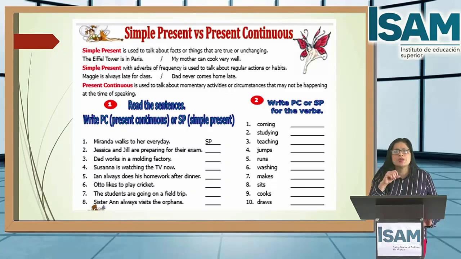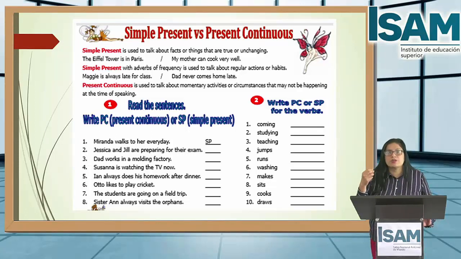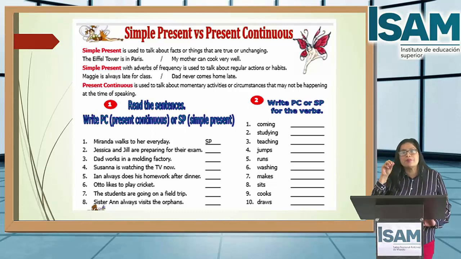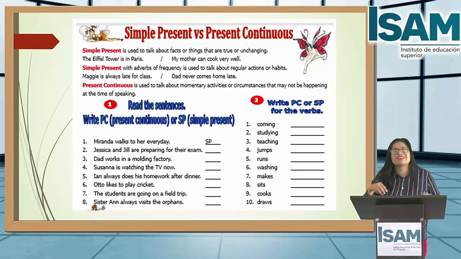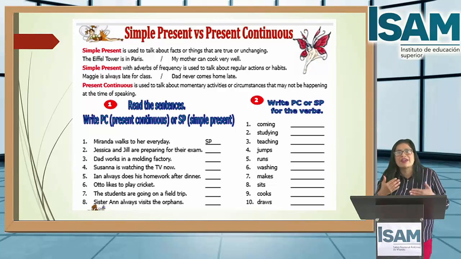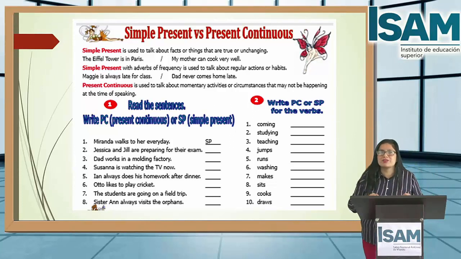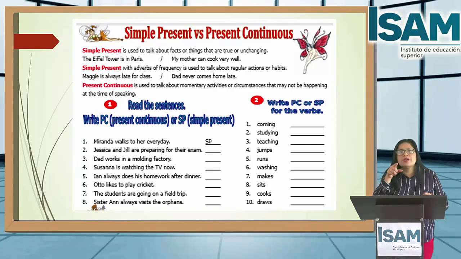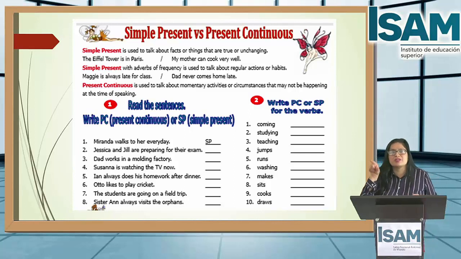Yes. Number 2, Jessica and Jill are preparing for their exam. Student, observe verb to be and ing. Oh, nice. It's present continuous. Yes, present continuous. Jessica and Jill are preparing for their exam. Están preparando para su examen. Activity happening at the moment, okay? And you have to put here PC, present continuous.